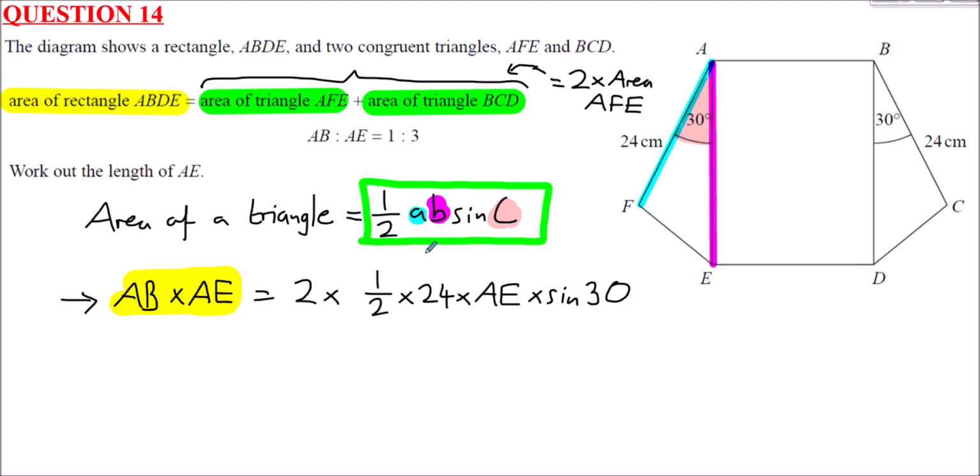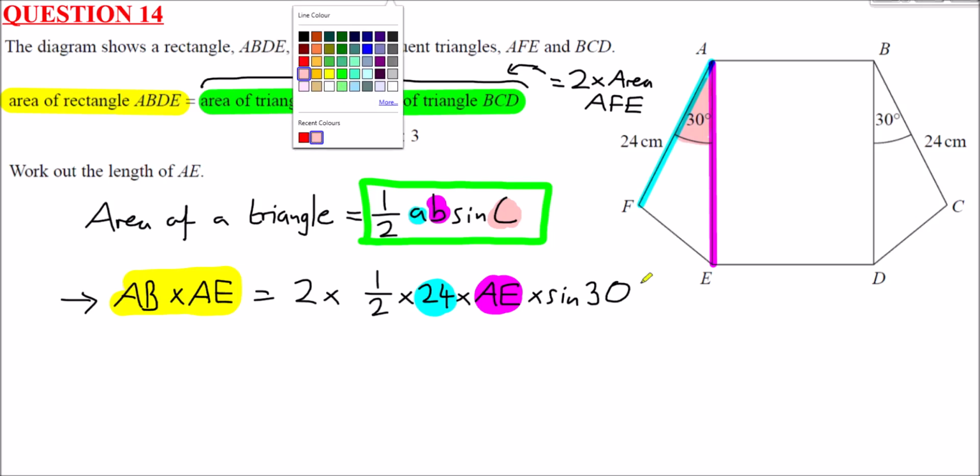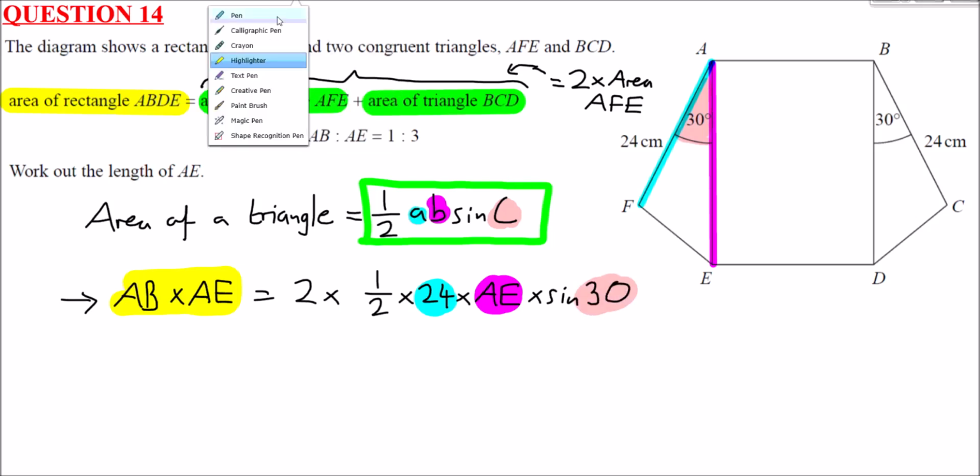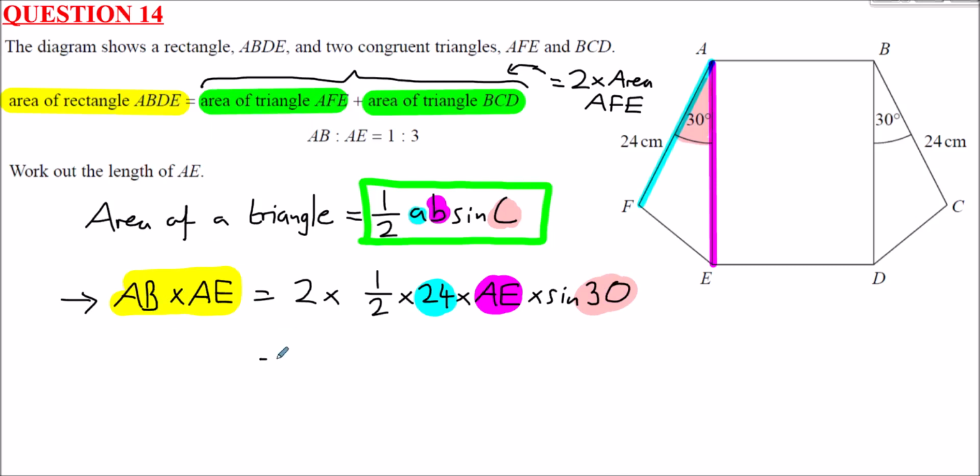And what we can do here is obviously neaten this up. So I'll just colour code it so you can see where all the numbers have come from in case you're unsure. So I said A was 24, I said AE is for B, and C is this angle in the middle of AF and AE. So middle of A and B is the 30. So I'm just going to colour code those in just in case. So like I say, neaten this up. 2 times a half is 1. So 1 times 24 times AE times sine 30. So here I'm just going to get 24 times AE times sine 30.